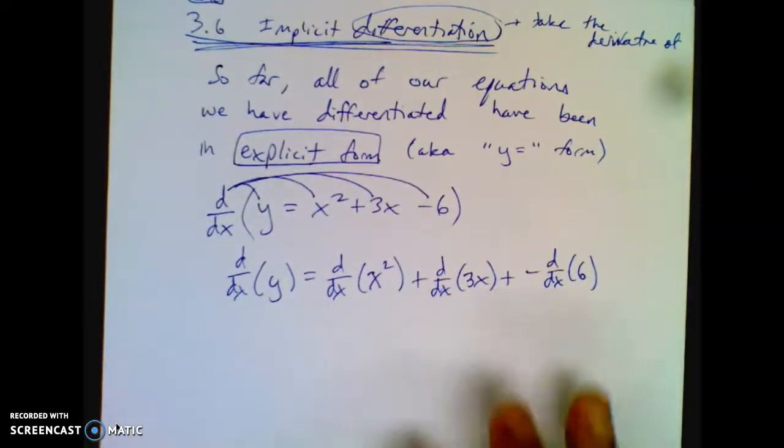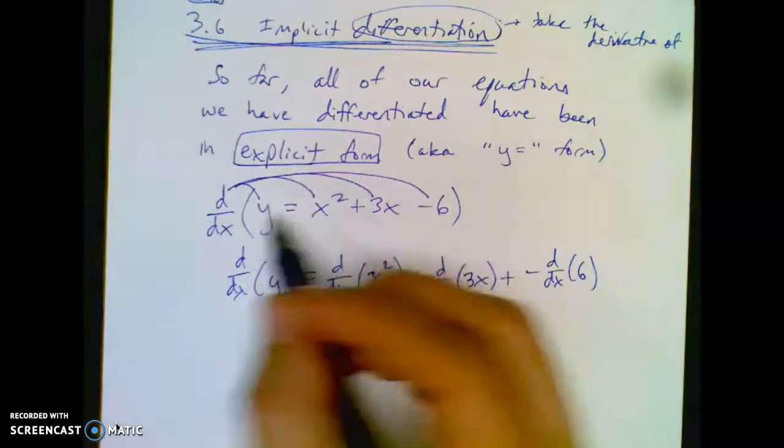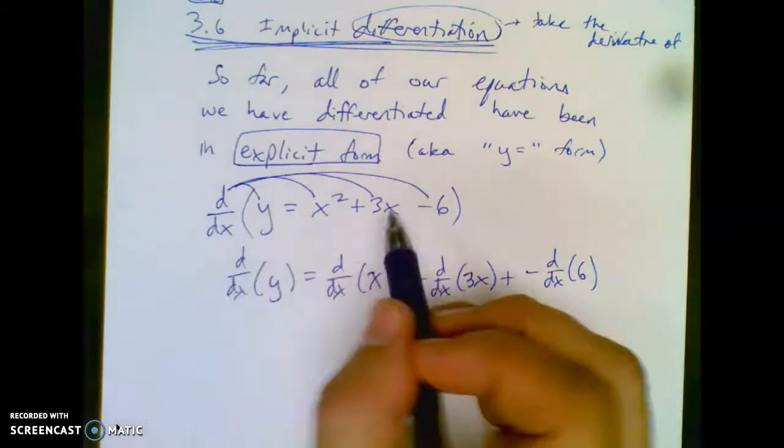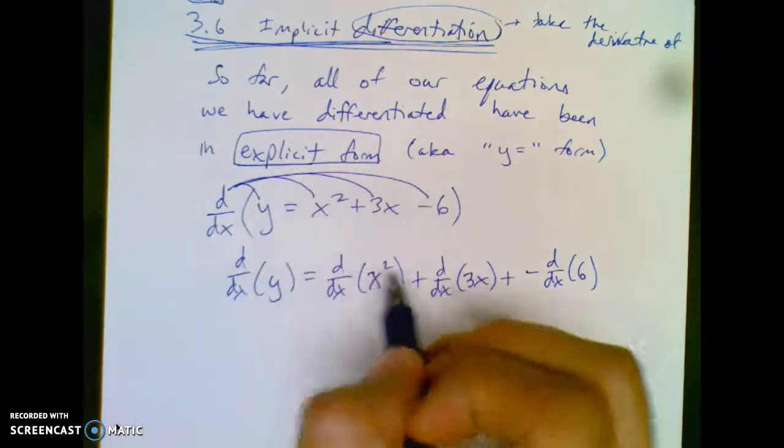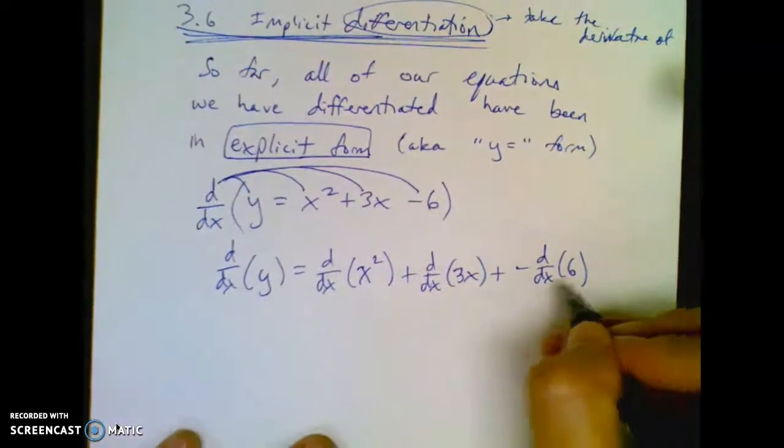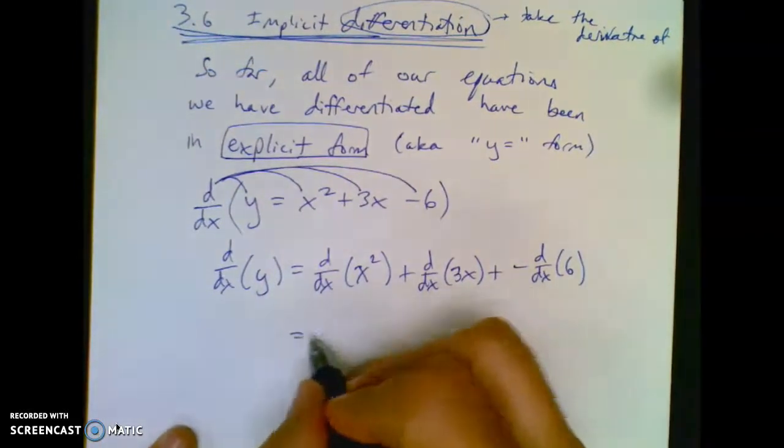Okay, so this is what I could do. It's sort of like distributing, but it's not a multiplication thing. You're taking the derivative of every single piece with respect to x. Now this side should be easy. We've always done this side.